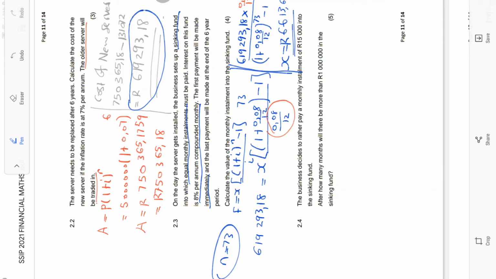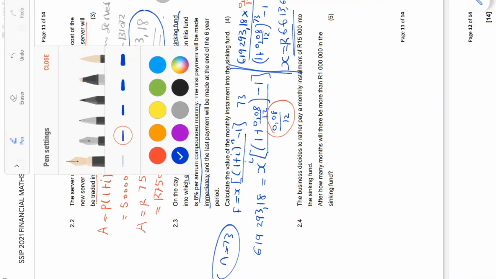6.2, the business decides to rather pay a monthly installment of 15,000 into the sinking fund. So instead of the 6,000, they are opting for 15,000. After how many months will there be more than 1 million in the sinking fund? So you have to ask yourself, how long does it take for them to have 1 million in the account?